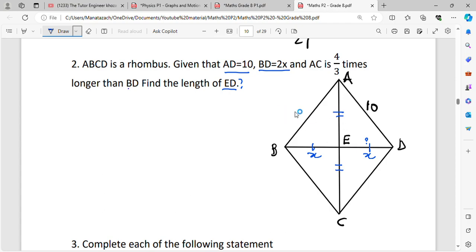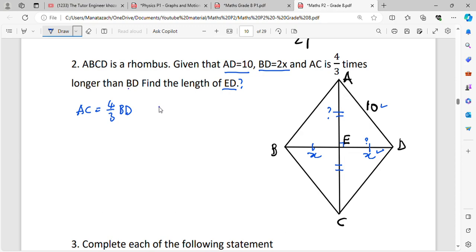Okay, and we don't know what is AE at this point in time, but we are given the relationship: AC is equal to 4 over 3 times BD. We also know that we can work out AE using the theorem of Pythagoras. Since this is a kite, the diagonals will intersect at 90 degrees. So let's use the theorem of Pythagoras. We have a 10, we have an x. We're looking for this length, AE.